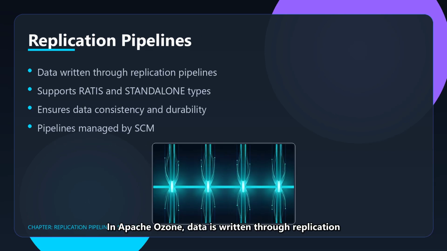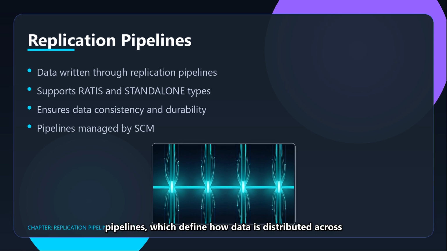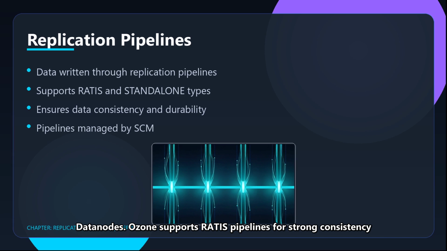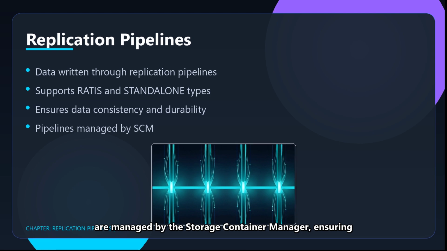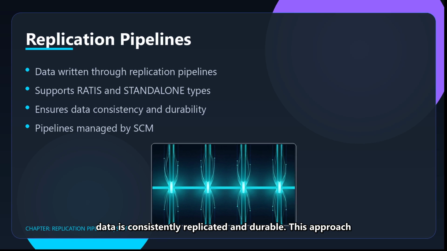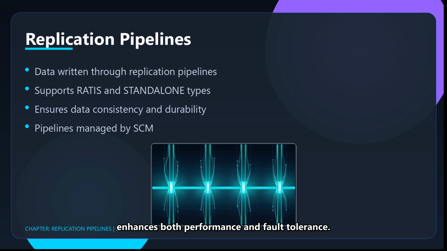In Apache Ozone, data is written through replication pipelines, which define how data is distributed across datanodes. Ozone supports Ratis pipelines for strong consistency and standalone pipelines for simple setups. These pipelines are managed by the Storage Container Manager, ensuring data is consistently replicated and durable. This approach enhances both performance and fault tolerance.